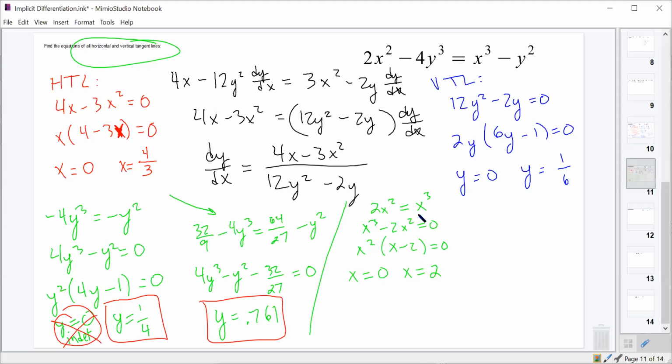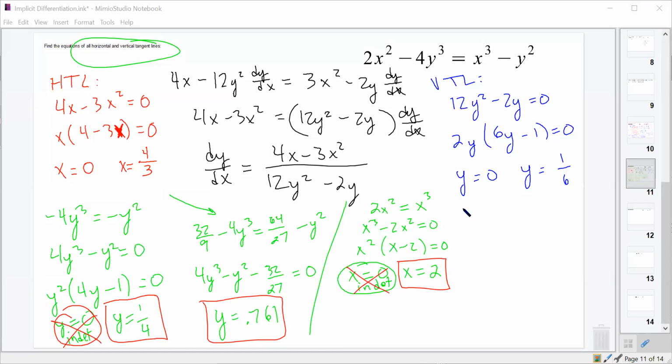What's going to happen if y is 0 and x is 0? This one's going to be indeterminate. So we can ignore that one. But x equals 2 and y equals 0 doesn't make it indeterminate, it just makes it undefined. So this will be one of our vertical tangent lines. And then we'll do the same thing for y equals 1/6 that we did.